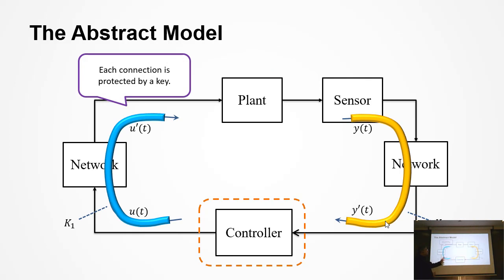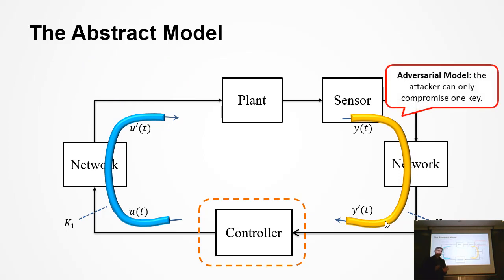The 2 network links are protected by keys, meaning that the integrity is protected, or we can even protect the confidentiality. So the sensor reading is, for example, encrypted and protected, and goes to the controller, and the controller sends the control signal in a protected way to the plant. The attacker in our adversarial model is allowed to compromise one of these keys, one of these 2 links.